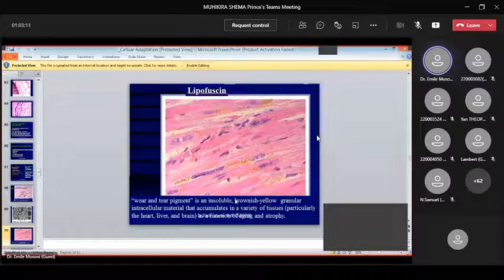It is an insoluble brownish yellow granular intracellular material that accumulates in a variety of tissues, particularly in the heart, liver, and the brain. And it is a sign of aging and atrophy.